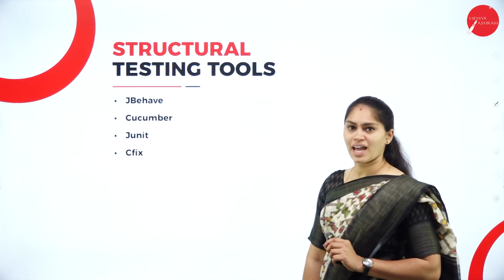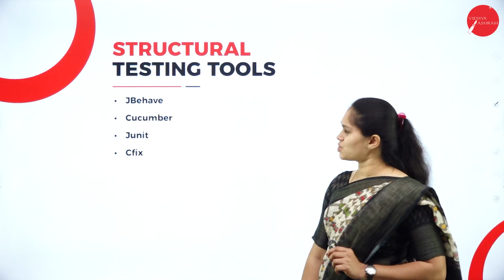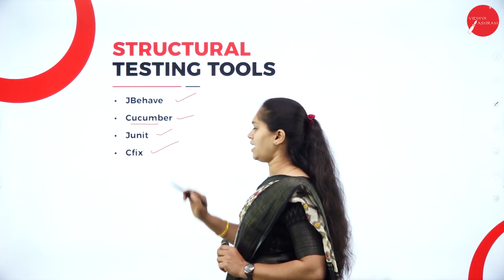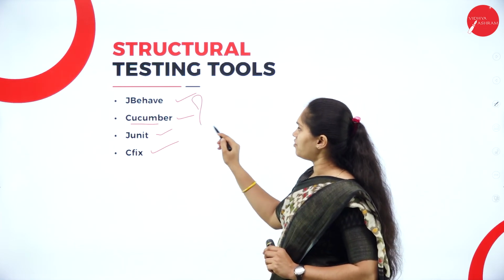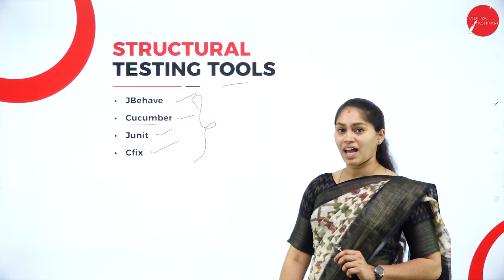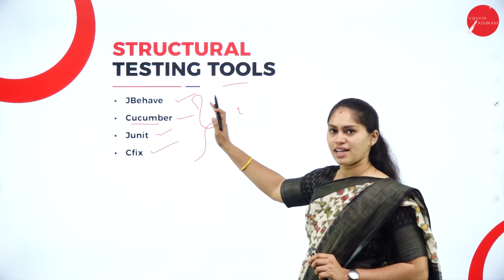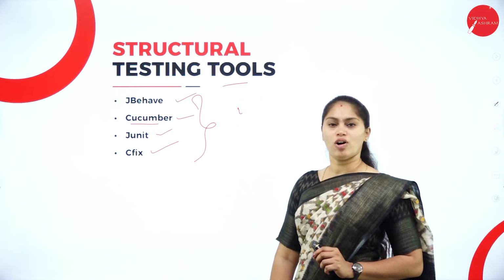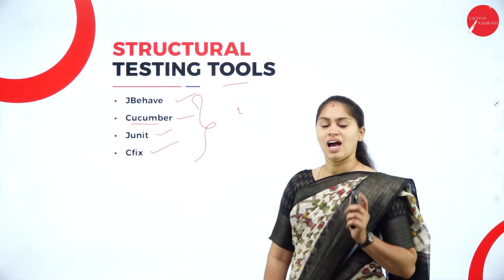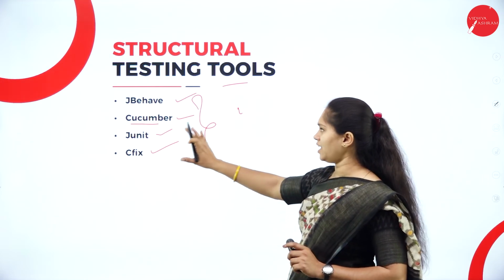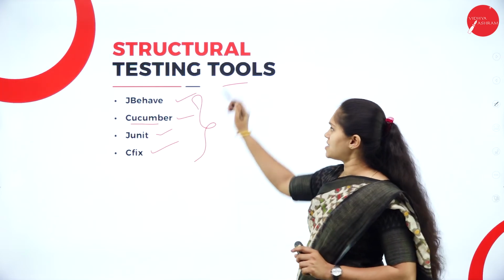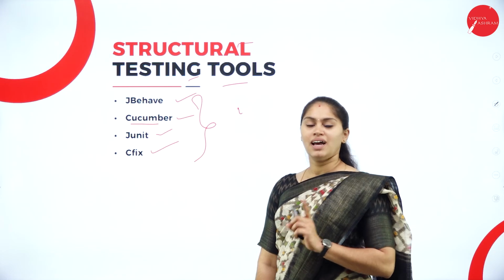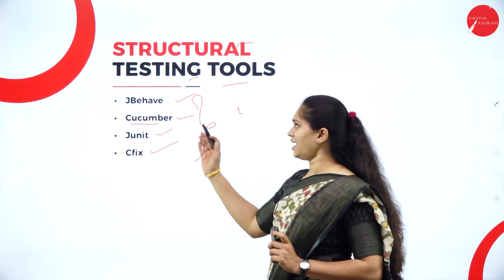Then what are the tools we have with respect to structural testing? It includes JBehave, we have Cucumber here, and we have a generic one, CFix. These are the different structural testing tools that we have. With the help of these, we can test a code, a program or a complete application, to improve the efficiency of working and the functionality of an application also. With any one of these testing tools, we can do structural testing. This is mainly done by the developer himself. They will be the developer as well as the tester. This is regarding structural testing.